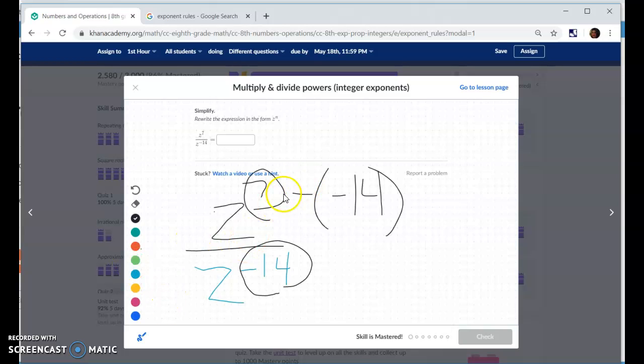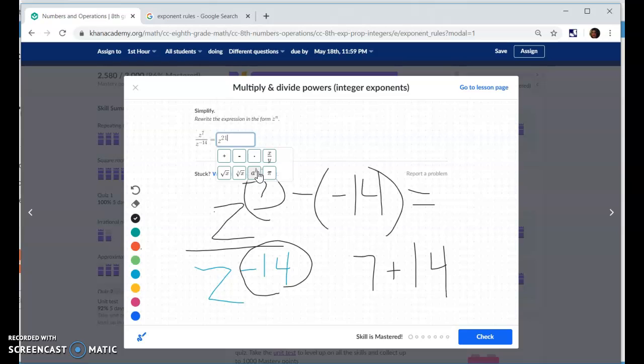Okay, and if we are subtracting two negatives, that would actually make it a positive. So then this would actually be 7 plus 14. And 7 plus 14, what is that? 21. Okay, so then this would be z to the 21st power. Let's see if I'm right.